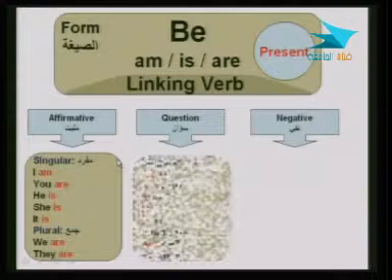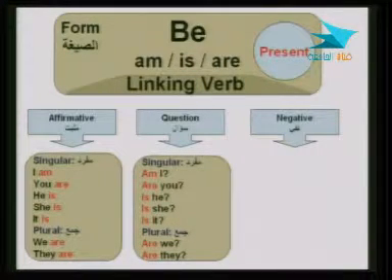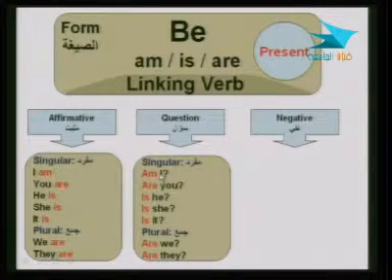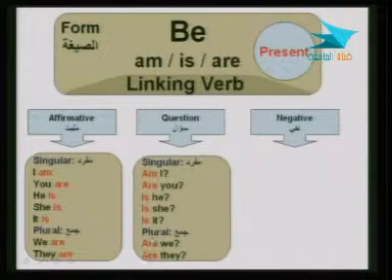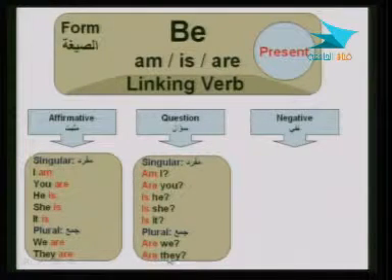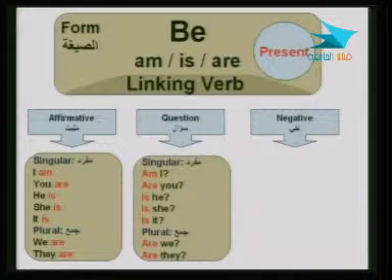To make questions, right, we put the verb at the beginning, right, before the subject, of course. Notice here in affirmative sentences, the subject comes first, whereas in questions, the verb comes first. So, am I? Are you? Is he? Is she? Is it? All right? Are we? Are they? These are just the forms, and in the next slide we'll get examples.